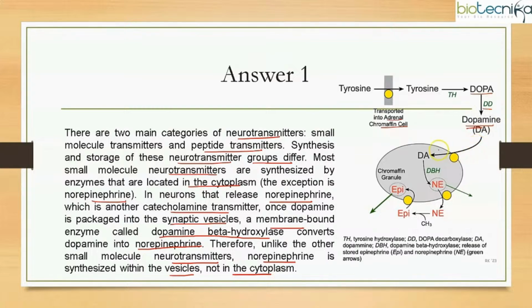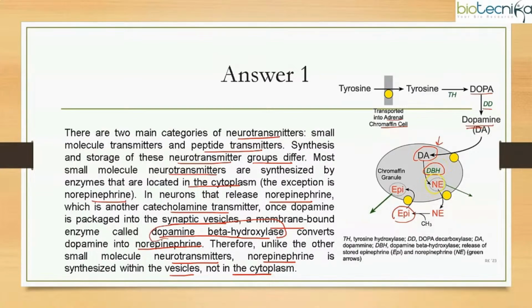So dopamine will enter into the vesicles, and inside the vesicles there is DBH, that is dopamine beta hydroxylase enzyme, as I just told you. So this dopamine beta hydroxylase will convert this dopamine into norepinephrine. And further, the norepinephrine will go outside into the cytoplasm and further changes occur. That is how it forms epinephrine.